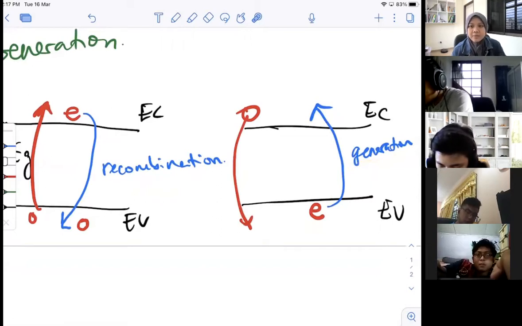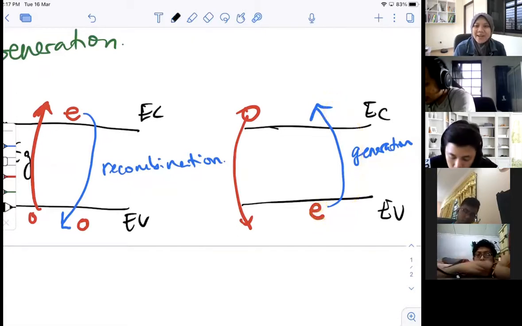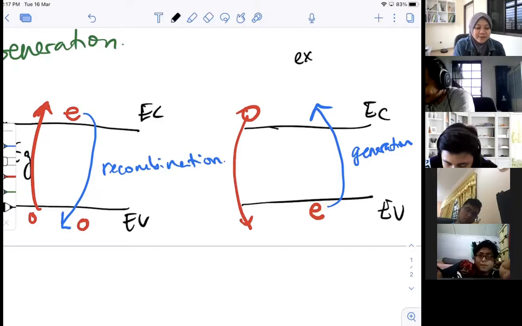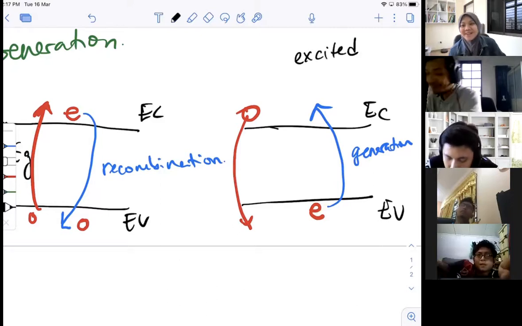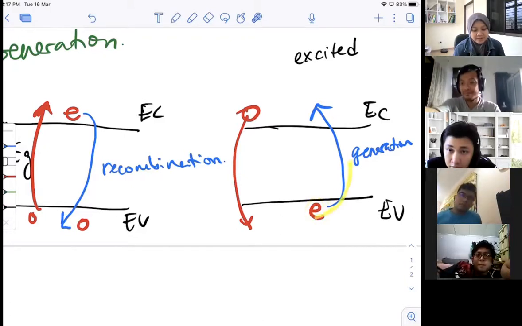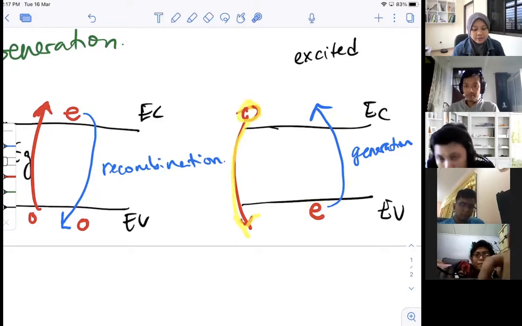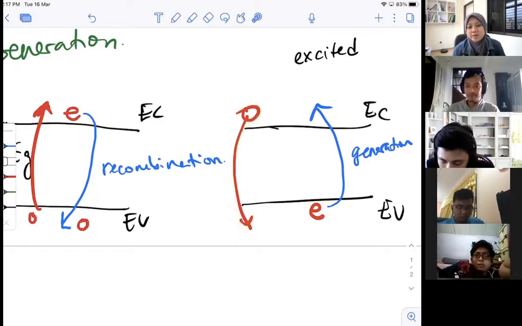Sometimes if you read in books or watch videos, this process is called generation, but we also say the electron is being excited from the valence band to the conduction band. Electrons get excited too. I told you, they're happy. I've never seen a sad electron, but they do get excited. So the electron is excited from the valence band to the conduction band and becomes free. The hole is also excited from the conduction band to the valence band and becomes free. So to get free carriers, we can get them through the generation process.